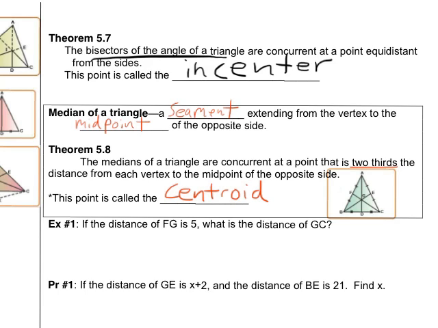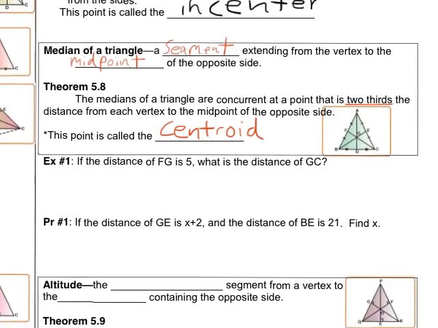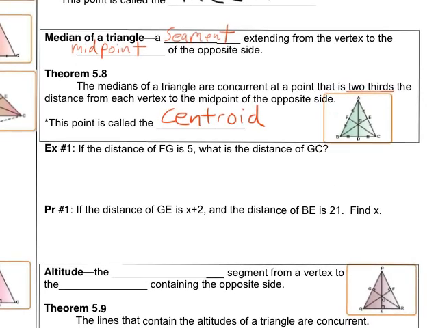But let's put into practice what we learned about that 2/3 thing now. So if the distance of FG is 5, so here's FG, it's 5. What is the distance of GC? Well, okay, it's important that since we know this is 1/3 the total distance and this is 2/3 the total distance, we could also say that this distance, 1/3, is exactly half of this distance GC, right?